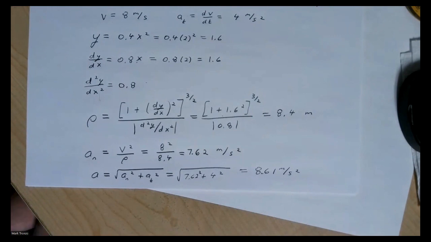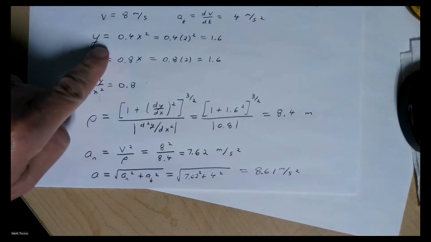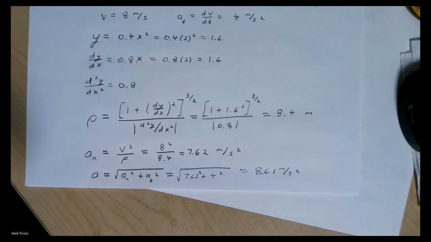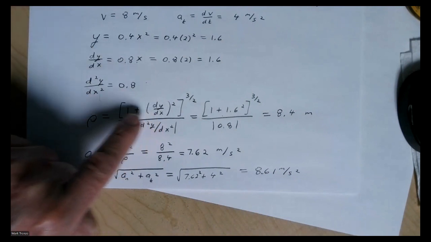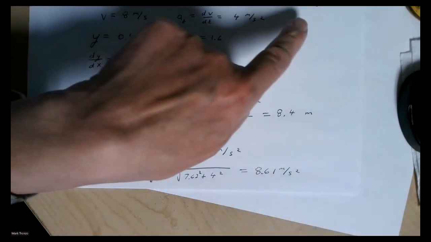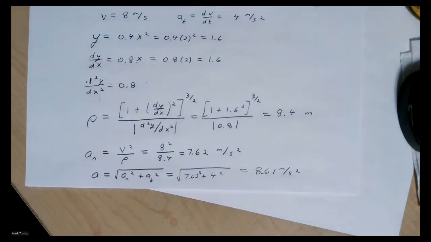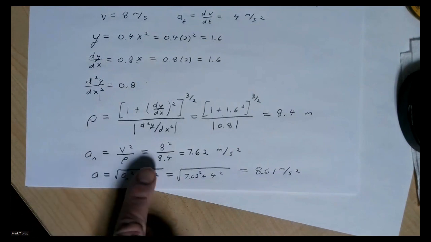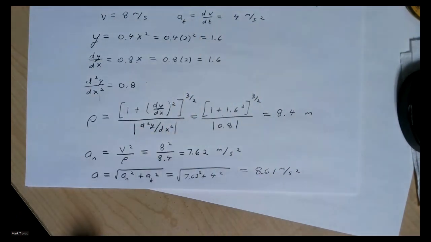So again, that problem was pretty straightforward because we were given the path, which was our 0.4 x squared. We found the derivatives. And like I said, you could have put the 0.8 x in here and the 0.2 here, then substitute the x later. That's up to you. I put in x equal 2 first before I substituted, and I got a radius of curvature. And calculated the normal component. The tangential was given to us, and found the acceleration.